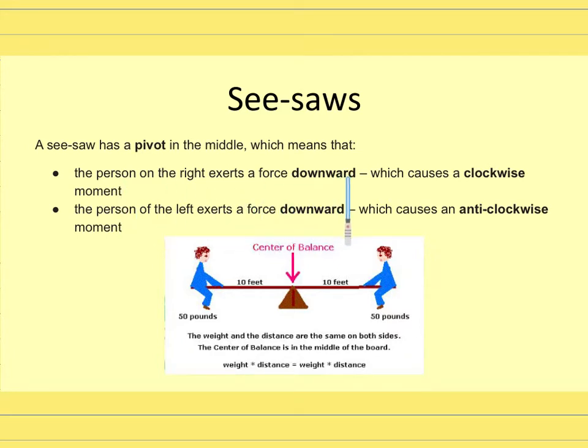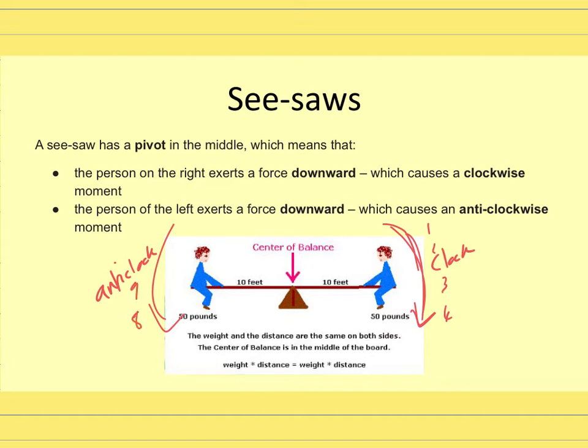So the person on the right exerts a force downwards, the person on the left exerts a force downwards. When I see a diagram like this, just to remind myself, you need to know that this way is clockwise and this way is anti-clockwise. That's the first thing we need to be aware of when we're coming to balance these things: if it's going this way, down, that's clockwise. 1, 2, 3, 4, just like a clock. And then this way would be 8, 9, 10, 11. It's going against the numbers, from 11, 10, 9, 8. So it's going anti-clockwise. It's going down like that. Okay?